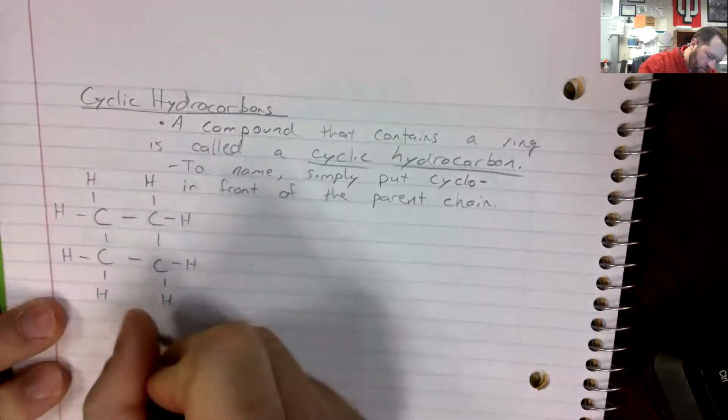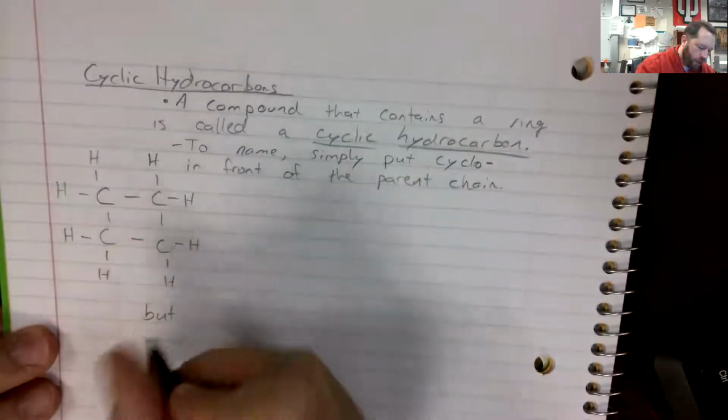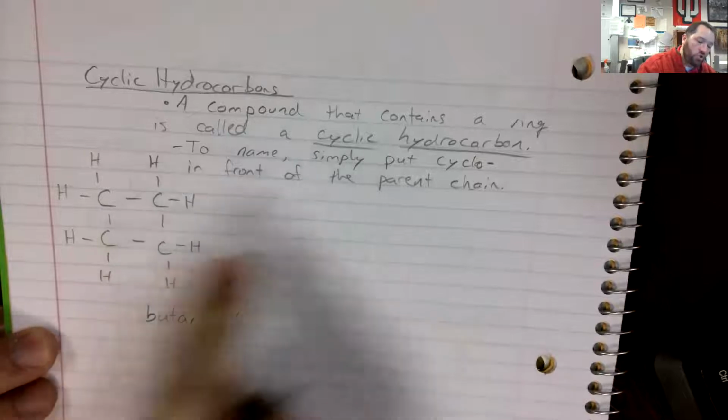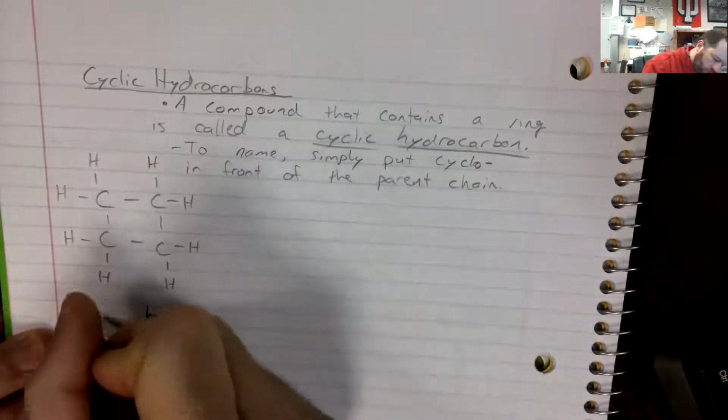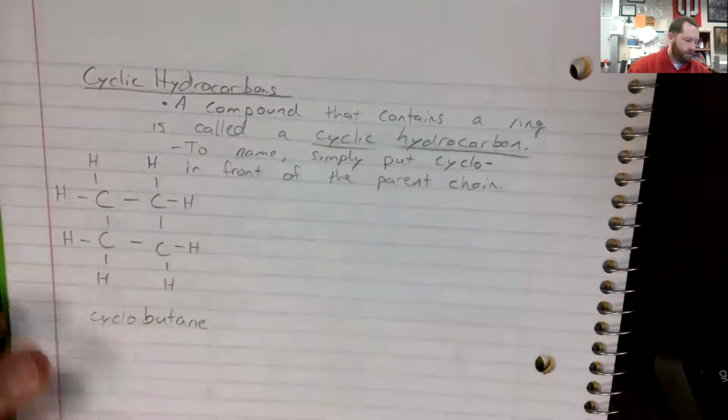4 carbons. Our prefix for 4 is but. They're all single bonds, so we'll put ane, and they're in a circle. So again, the word for circle is cyclo. So this is cyclobutane.